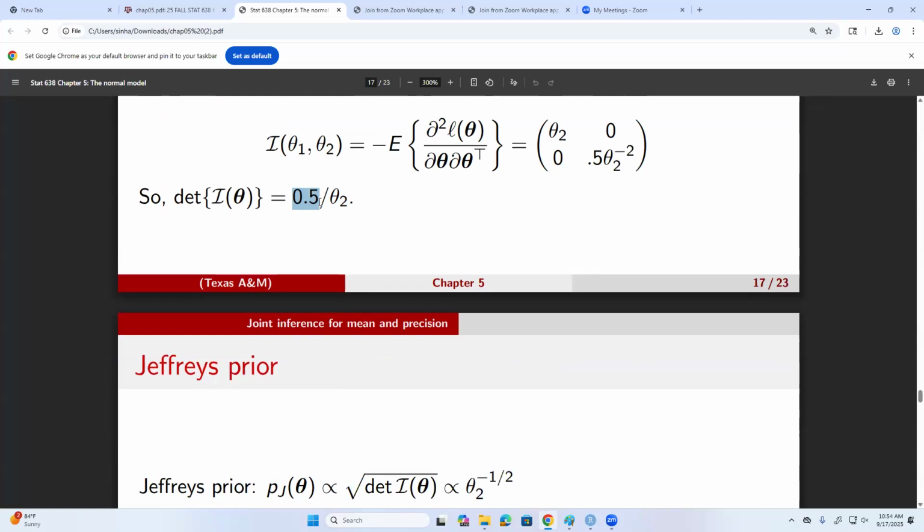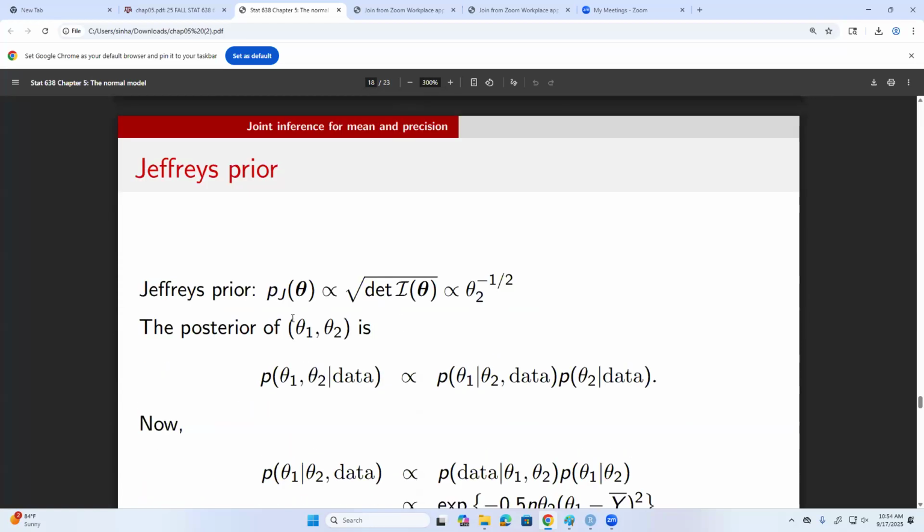Therefore, even if you calculate the information based on n observations, n will appear along with 0.5. That's it, and I will ignore it. No value. So with that, now the prior distribution of theta 1 and theta 2 is theta 2 to the power minus 1/2. It does not depend on theta 1 explicitly.